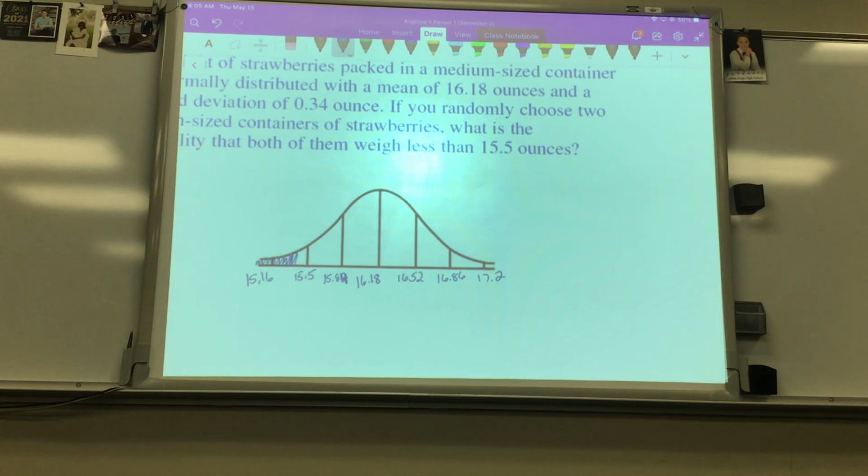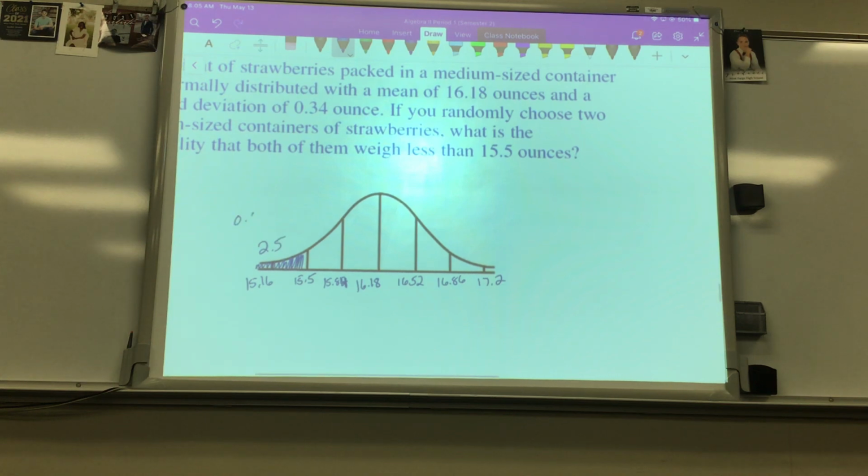Okay, and those two right there are what? 0.0250, right? Now, gotta think back to probability a little bit. We're picking two of them, right? So if I go in there, what's the chance that I pick something less than 15.5? 2.5%, right? But then again, I'm going into it again. Does the likeliness of getting a container less than 15.5 ounces change at all?